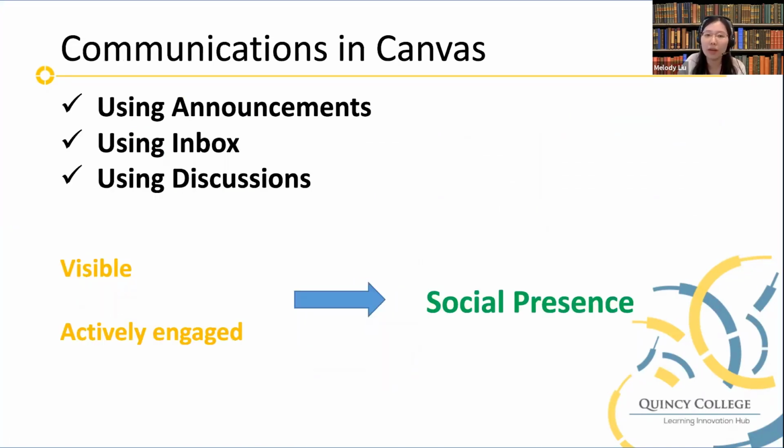And the other way is to make use of the Canvas communication features. Some of the complaints from online students are that the instructor is not visible. So to increase the visibility and actively engage your students, this is a great way to increase the social presence of the course. The announcement tool is for you to send out ongoing course updates.